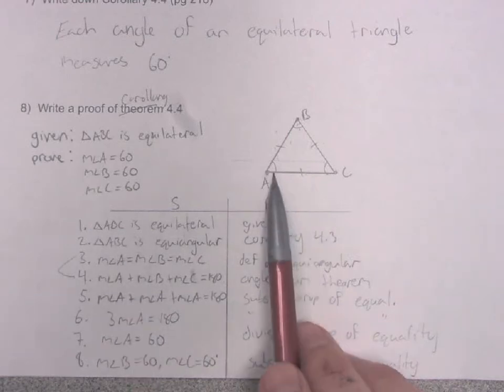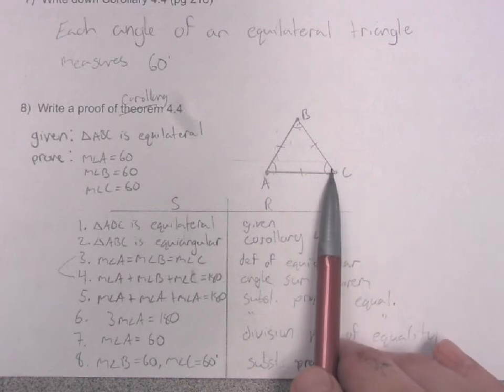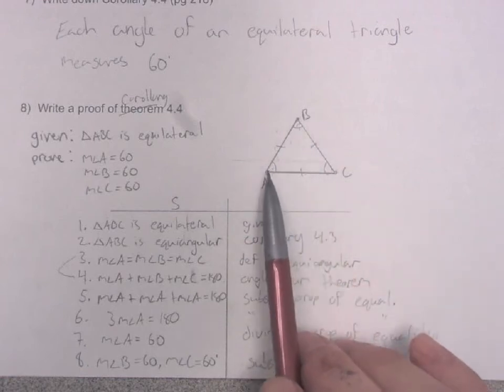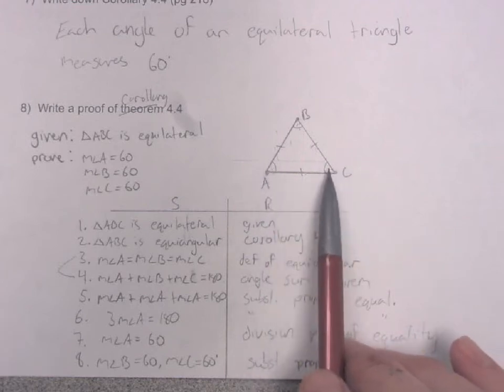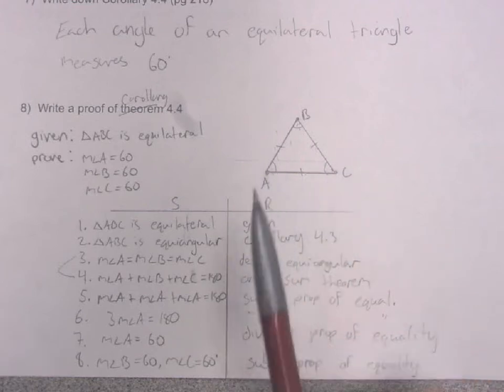If the measure of A is the same as the measure of B, which is the same as the measure of C, then I can replace the measure of angle B with angle A whenever I see it. The same thing is true with angle C. I can replace the measure of angle C with the measure of angle A because they're all equal to each other.